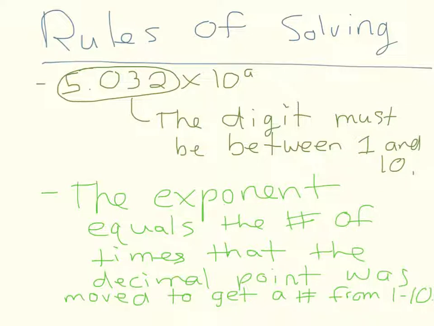So for example, if the number is 720, since you need a digit between 1 and 10, take the decimal point that you put at the end, move it to the left twice. So that basically means the exponent is 2. So it'll be 7 times 10 to the second.